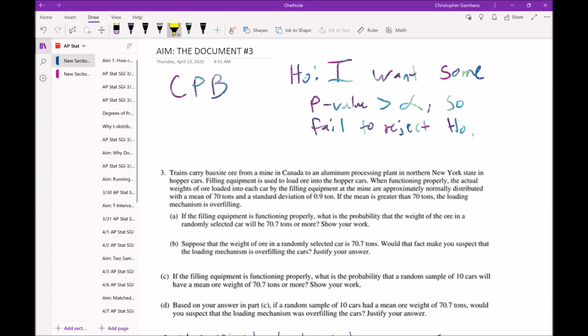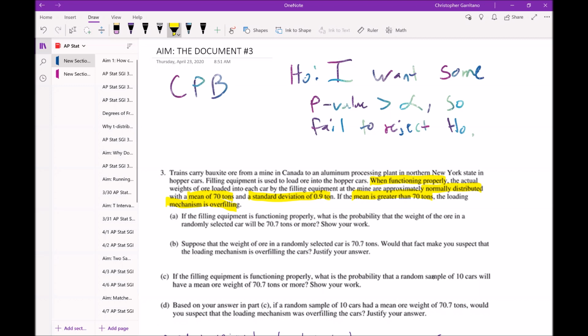So part A. Well, actually, just real quick, the important pieces of information is when functioning properly, the actual weight is normally distributed, mean of 70, standard deviation of 0.9 tons, okay? And then we have this last sentence that says, if the mean is greater than 70, the loading mechanism is overfilling. Okay, so now part A says, if the filling equipment is functioning properly, what is the probability that the weight of the ore in a randomly selected car will be 70.7 tons or more?